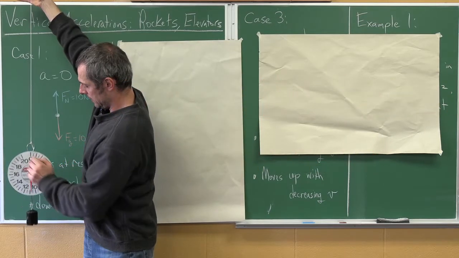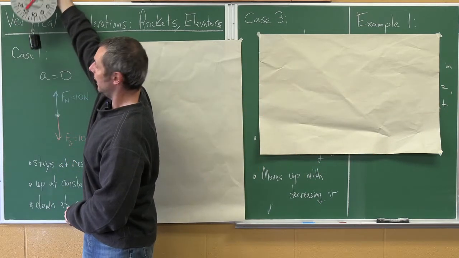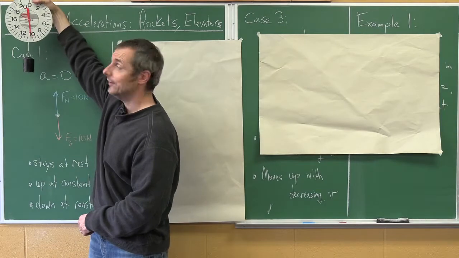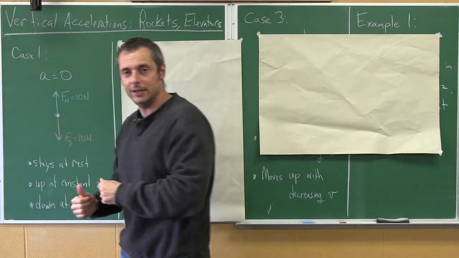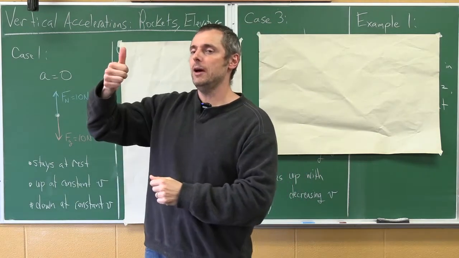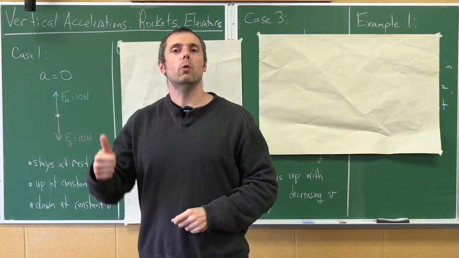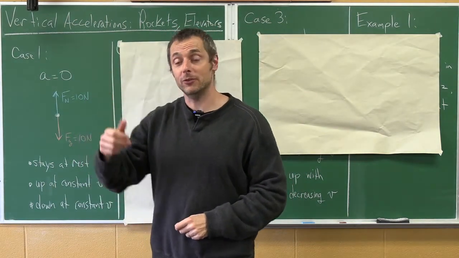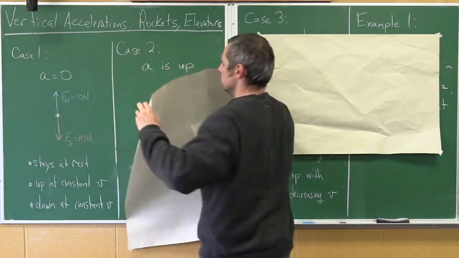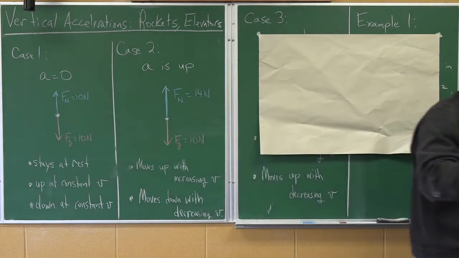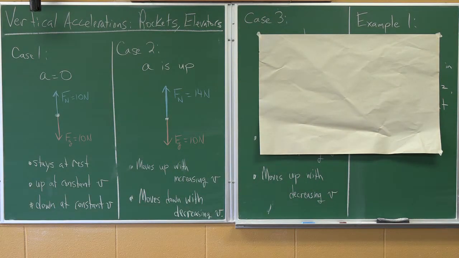Accelerating at 11. With a force of 11 upward, meaning a net force of 11 up and 10 down, means 1 is the net force in the upward direction. We have an acceleration. So that is case 2.